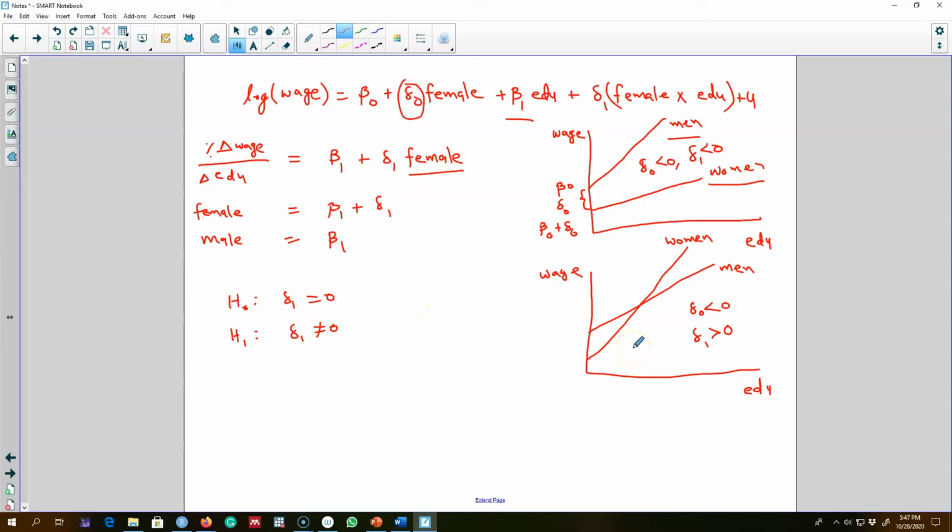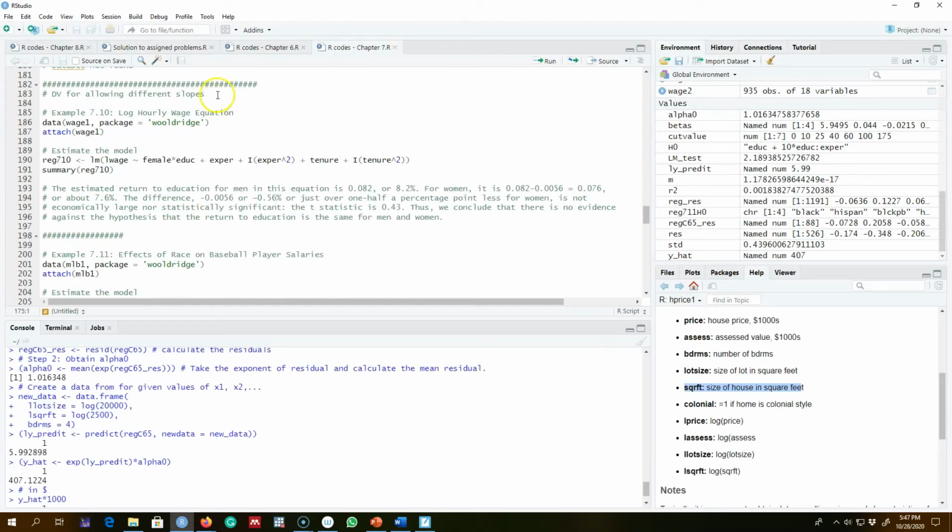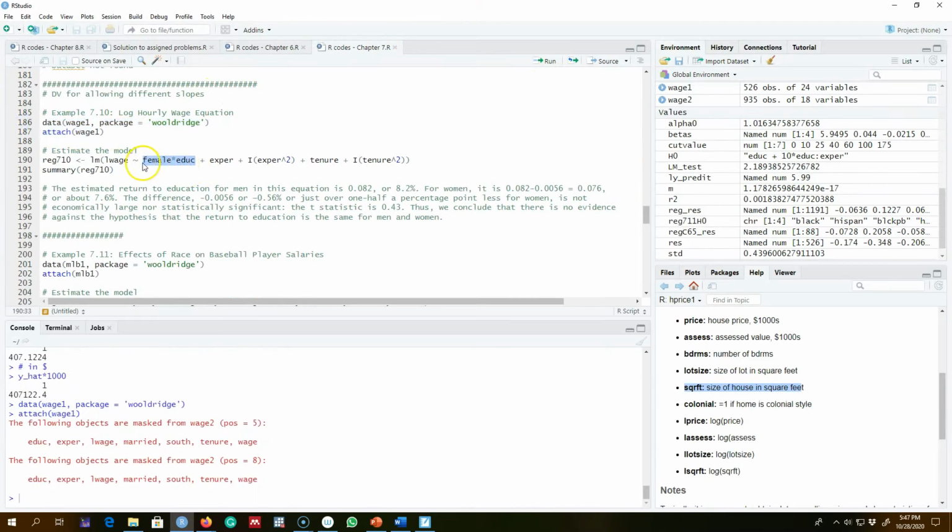Let's look at an example in R. Okay, so I'm using this wage 1 data set, and here I'm including a dummy variable female in the model, and I'm interacting it with education. And remember, education is an explanatory variable which is not a dummy variable. And this star means the regression model will include a dummy variable for gender and the education variable separately as well as an interaction term. So let's look at the results.